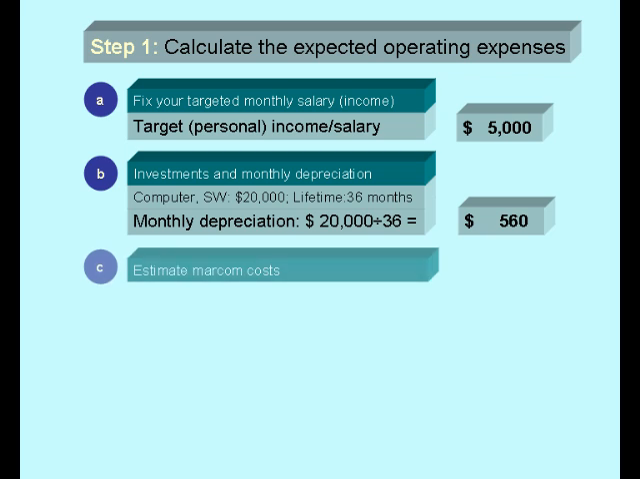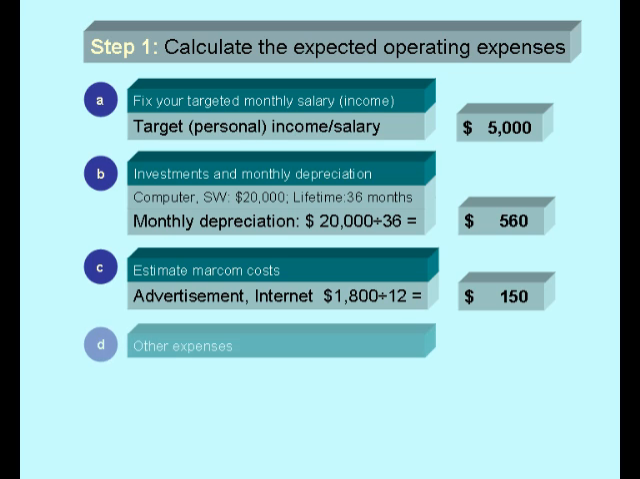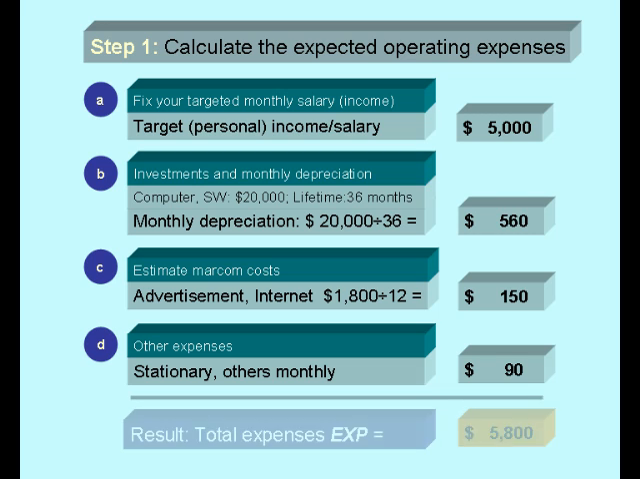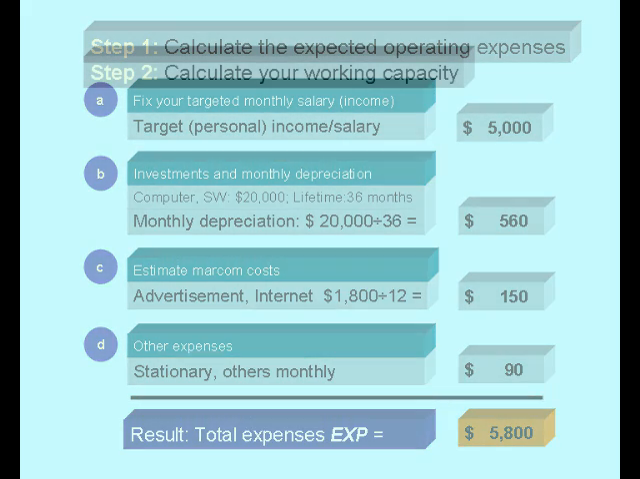Once you set up the business, you have to communicate to the market. The customer needs to know that you are offering this service. Therefore, you have to think about advertisement or setting up an internet page, which will cost some money. I assume $1,800 over 12 months. This results in $150 monthly. Finally, look at all other expenses you are expecting for the business. I assume here $90. Counting everything together, we will have as a result total expenses of $5,800.